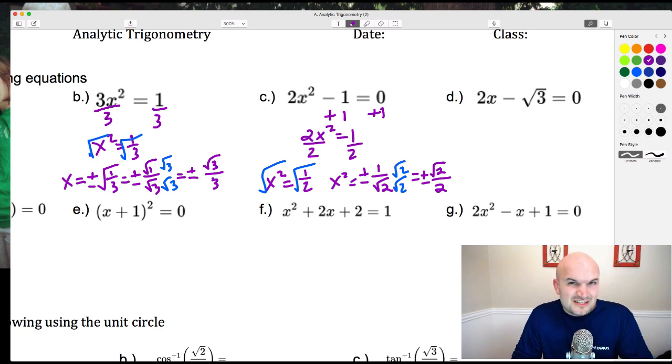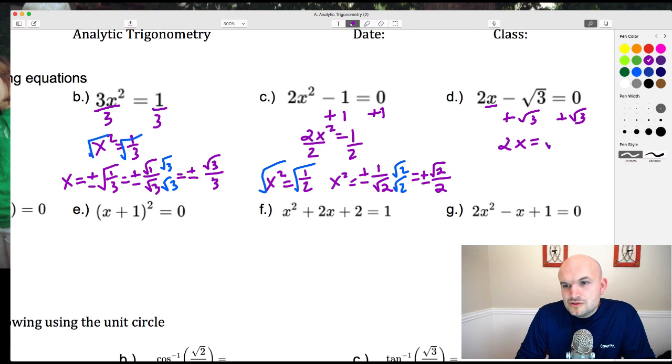And then this last one, it has a square root, but it's really not any more difficult here. All we need to do is just undo what's happening to the x. So my x is being subtracted by a square root of 3, so let's add a square root of 3. And therefore, I'll have 2x equals square root of 3. And then to undo the multiplying by 2, I'll just divide by 2. And therefore, x equals the square root of 3 over 2.